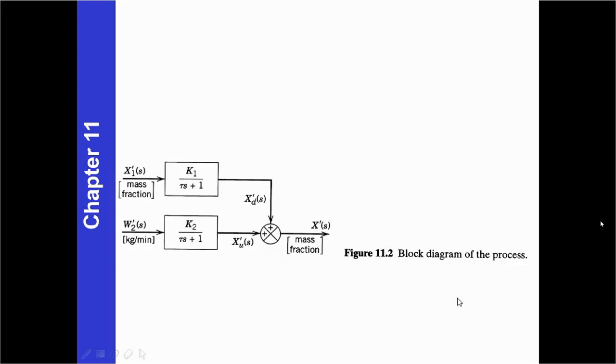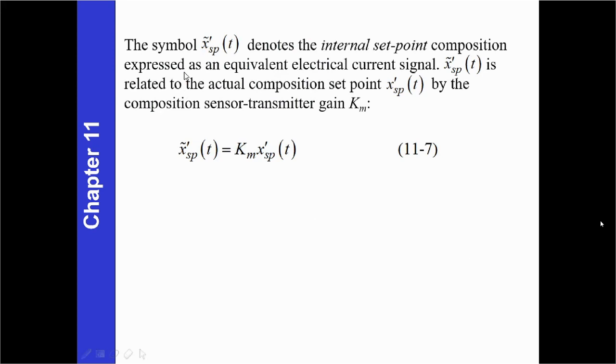So this is the block diagram of the process, and x bar dash sp in terms of t denotes the internal set point composition expressed as an equivalent electrical current signal. So x bar dash sp is related to the actual composition set point x dash sp by the composition sensor transmitter gain Km. So in this case, x bar dash sp equals Km times x sp.